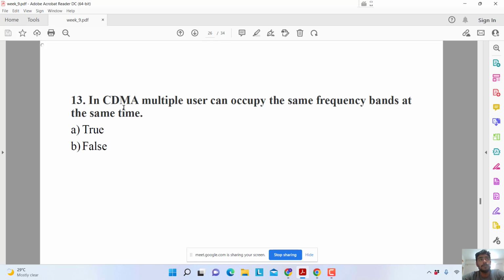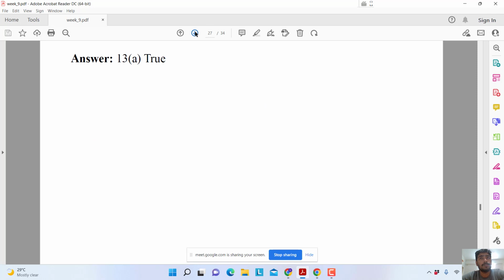So it is true. CDMA is known as code division multiple access, and from there we can transmit the signal at the same frequency band at the same time. So it is true. A part is the right option.